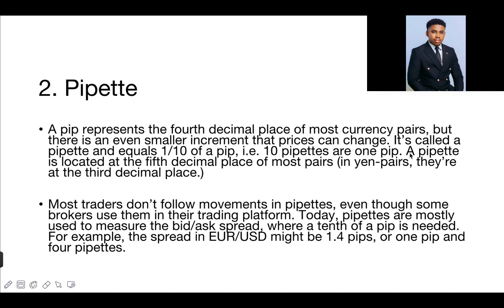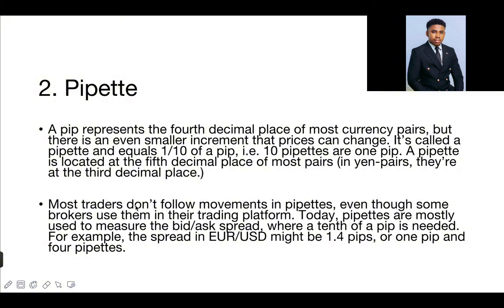So let's go on. A pipette is located at the fifth decimal place of most pairs, and in the yen pairs they are located at the third decimal place. So you know a pip is the fourth decimal place in most pairs, and on the yen pairs is the second decimal place. So a pipette is just a decimal place after, which is the fifth decimal place on normal currency pairs and the third decimal place on the yen pairs.